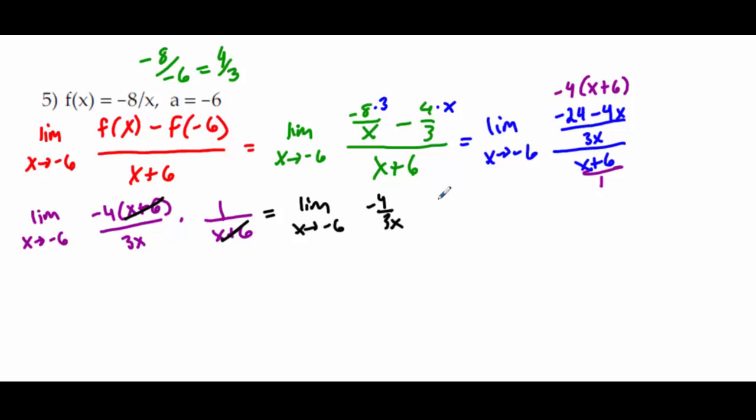Which, when I plug in negative 6, gives me negative 4 on top and negative 18 on bottom. And then the negatives cancel, and I can also cancel a 2, so this should be 2/9.